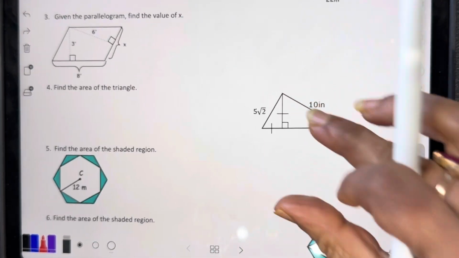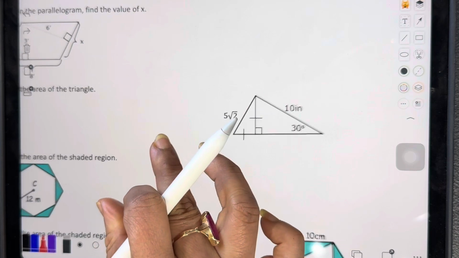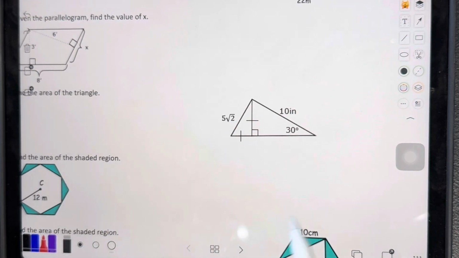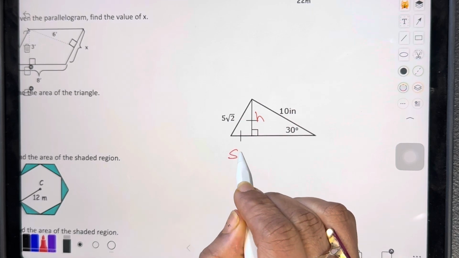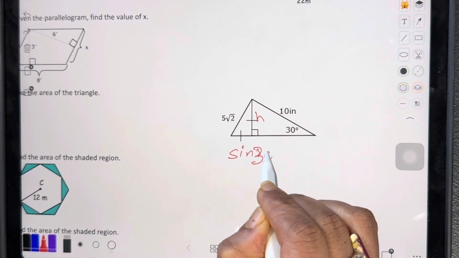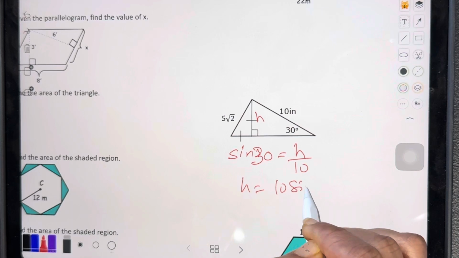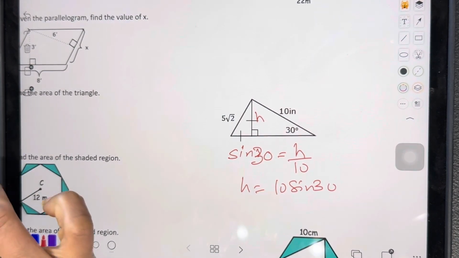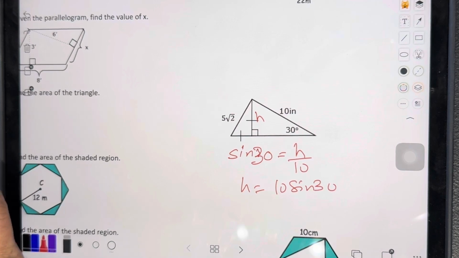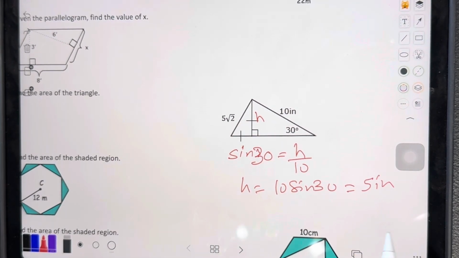Question number 4. Find the area of the triangle, half base height. So you have to find base also and height also. So in this case, you can find height by using sine ratio. Sine 30 is equal to opposite over hypotenuse. So h is equal to 10 times sine 30. It should be 5, but I'm still checking. Sine 30 times 10. Yeah, it is 5 inches.